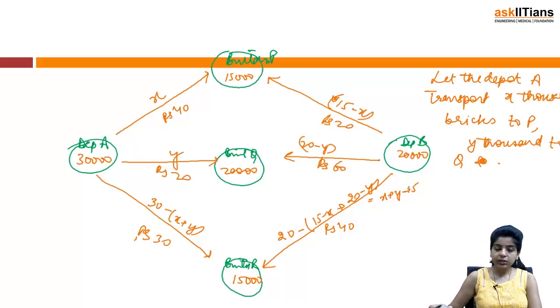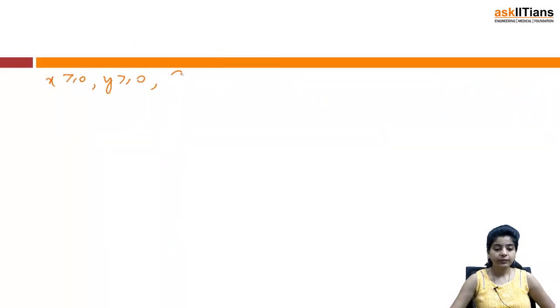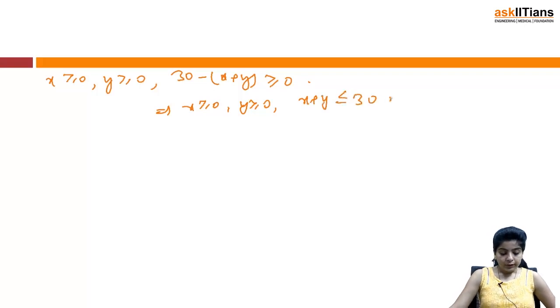Now you can easily form the equations. These numbers of bricks in thousands are obviously non-negative, so x is greater than or equal to 0, y is greater than or equal to 0, and every quantity here would be greater than or equal to 0. This gives you the constraints. So x greater than or equal to 0, y greater than or equal to 0, and 30 minus (x plus y) greater than or equal to 0. This gives x plus y less than or equal to 30.